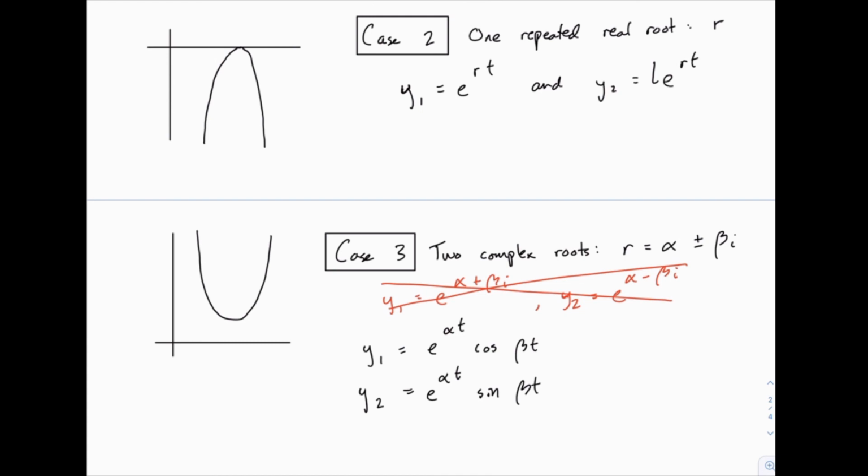So all that means is you take the values for alpha and beta. Remember that alpha is the real number by itself, beta is the coefficient of i, and just replace alpha and beta in these formulas and you're pretty much done. So again, we're skipping a little bit of the development, we're leaving it unsaid, but for now we'll just take these solutions as they are. So those are the two solutions, y1 and y2, if you have complex roots in your answer for r.